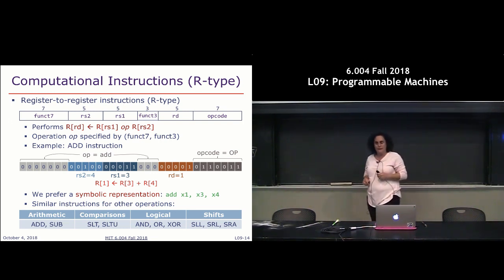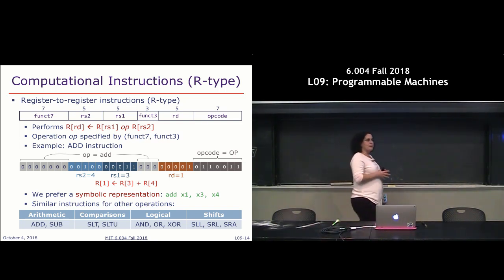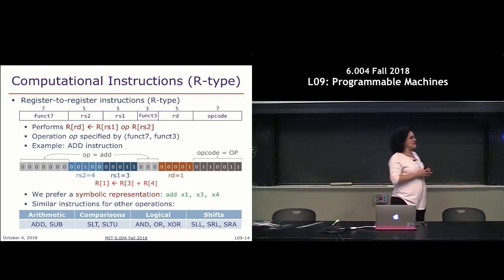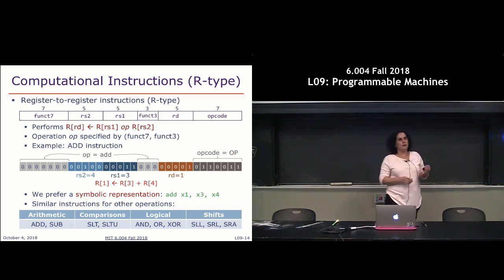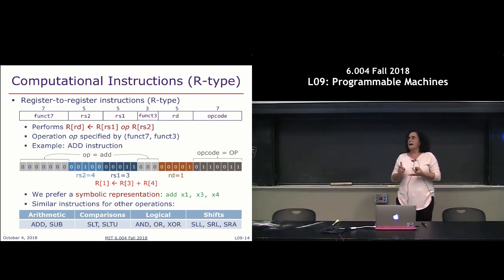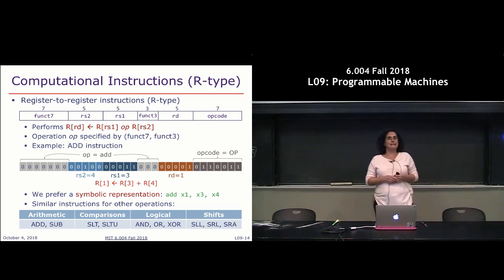Okay? Now here are the rest of the two-register type of operations that RISC-V supports, and they're basically what you expect. They're the operations that we built into our ALU. And so we've got some arithmetic instructions, which are add and subtract. We have comparison instructions. This SLT stands for set less than.